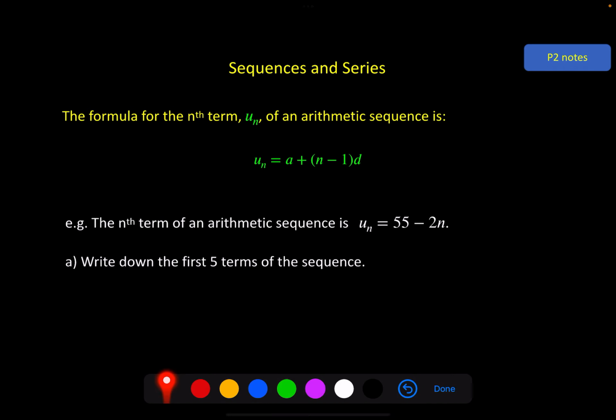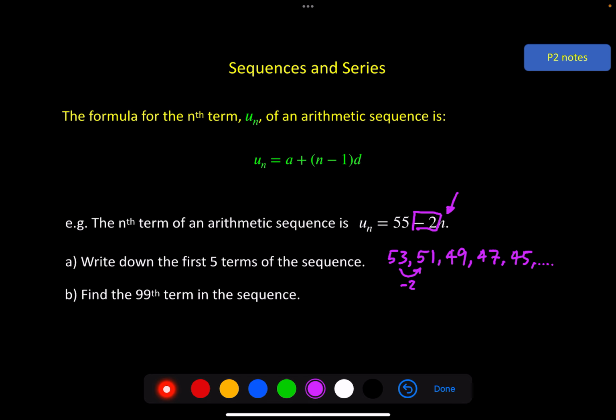So for example, the nth term of an arithmetic sequence is given by this formula here. Write down the first 5 terms of the sequence. We do this just by substituting in 1, 2, 3, 4, and 5 into n. So the first term, where n is 1, 55 minus 2 is 53. The second term, where n is 2, gives us 51. When n is 3 for the third term, 49. And you can see the minus 2 in the formula here is coming up as the common difference. So I can just continue the pattern. First 5 terms.